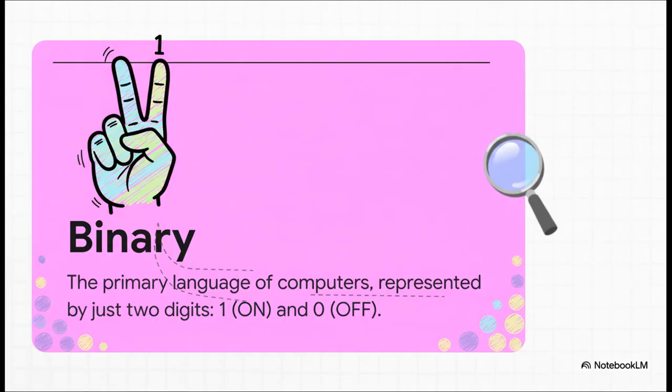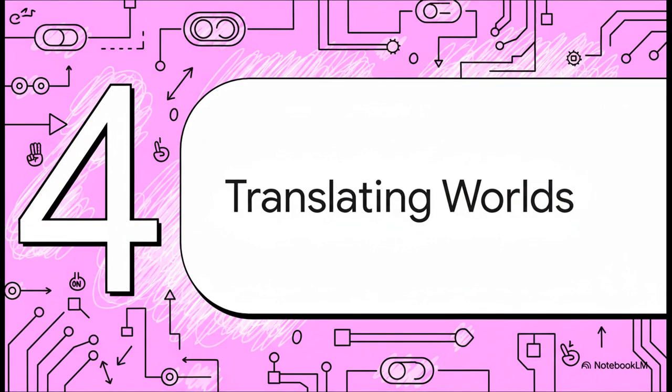So let's make it official. The name for this is binary. It's the primary language of computers. A 1 just represents an on state, an electrical pulse is there. A 0 represents an off state, no pulse. Every single thing a computer does, and I mean everything, boils down to a long sequence of these 1s and 0s. So, as humans, if we really want to get what's going on under the hood of our devices, we need to be able to switch between our world, decimal, and the computer's world, binary. So, let's learn how to translate.